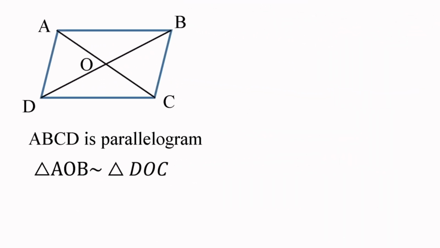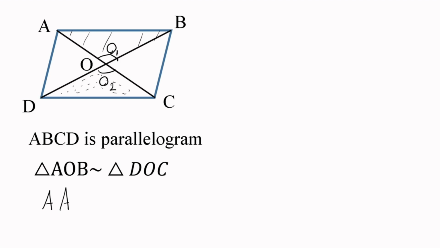Here, we know that ABCD is a parallelogram, and we want to prove that AOB, which is this triangle, is similar to DOC. Do I have the value of sides? No, I do not have the value of sides. So which method do I need to use? AA. It is really easy, right? So I'm going to call this angle O1, and this one is O2.